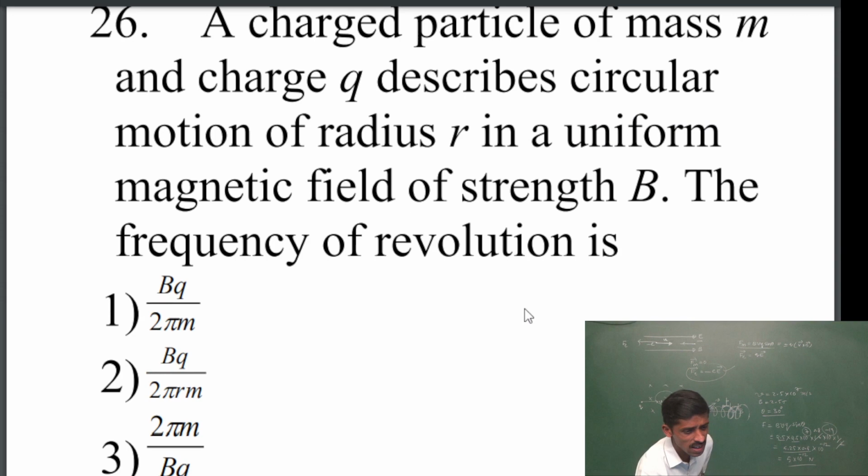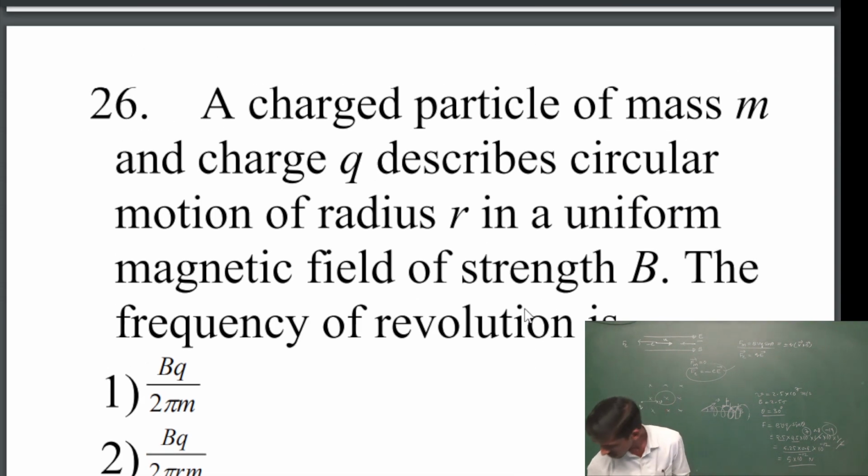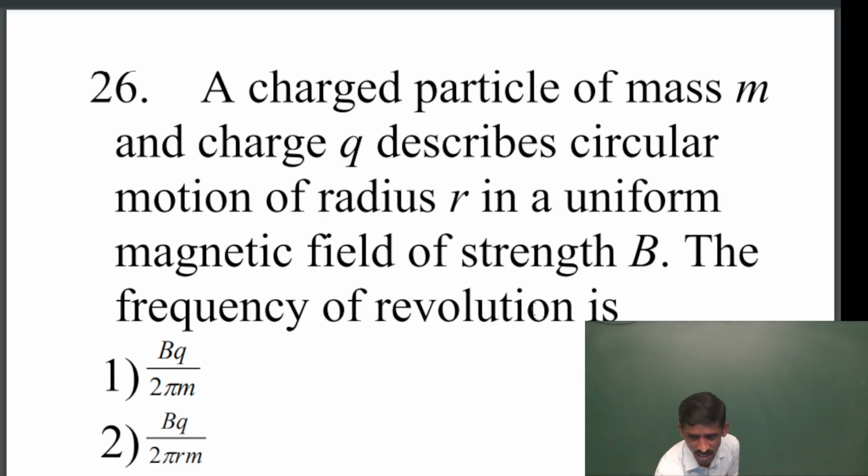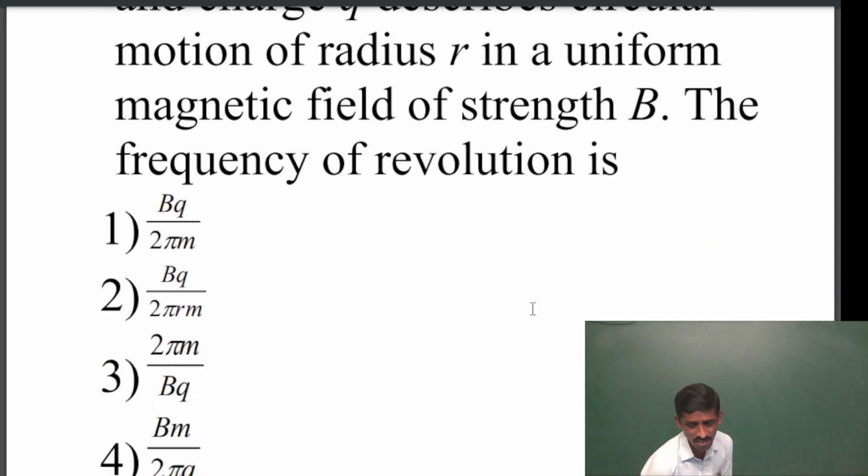A charged particle of mass m and charge q describes a circular path. Just now we have seen, when a charged particle enters into a magnetic field at an angle of 90 degrees, at right angles to the magnetic field, the path will become a circle. A charged particle of mass m and charge q describes circular paths of radius r in a uniform magnetic field of strength B. The frequency of revolution. So for remaining questions it is useful.